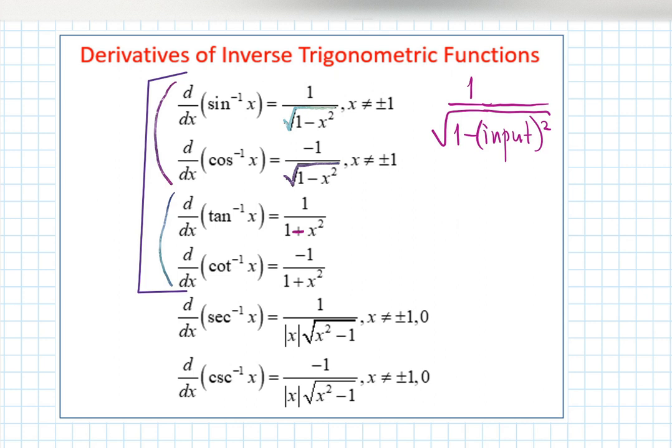Arctangent, I remember, has no square roots and it's positive in the denominator. And it is 1 over 1 plus input squared. Arccotangent derivative is the same thing, but with a negative sign. So this is what we need you to memorize. The other two don't have to be memorized. Not too bad. I don't know, it looks scary.